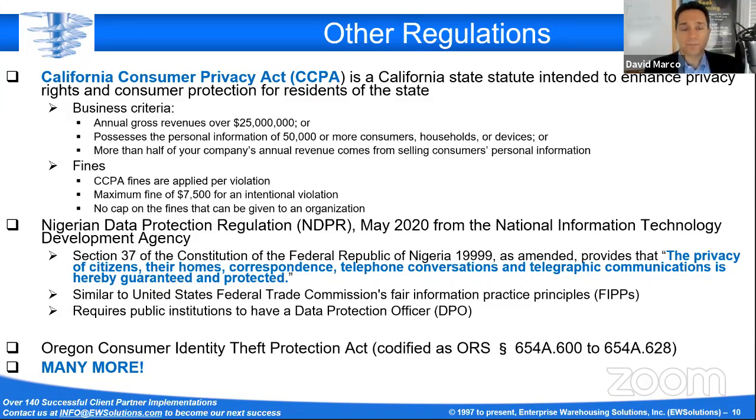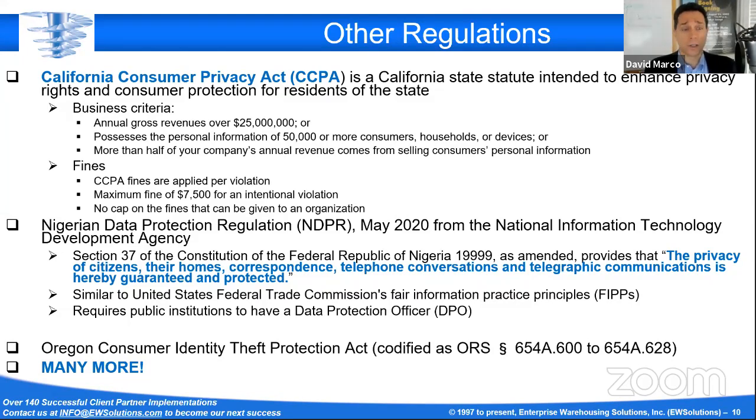Another big one is the Nigerian Data Protection Regulation, the NDPR. That came about in May of 2020 from the National Information Technology Development Agency. Nigeria, for people who don't know, 7th largest country in the world. And I just want to quote exactly what it says from their constitution. And this is in the constitution for the country. The privacy of citizens, their homes, correspondence, telephone conversations, and telegraphic communications is hereby guaranteed and protected. Wow, talk about regulation with teeth in it.